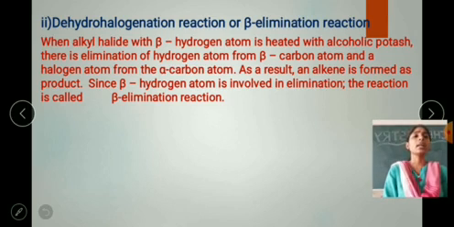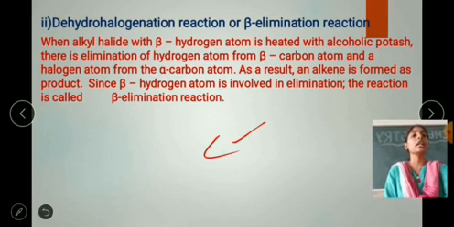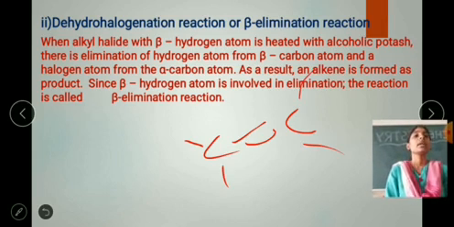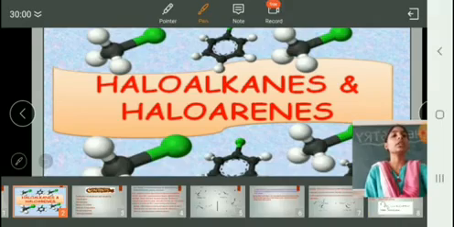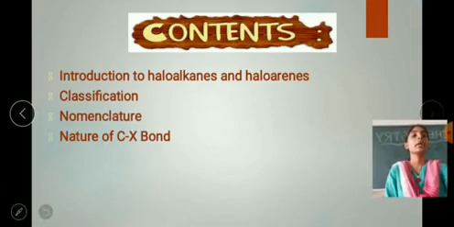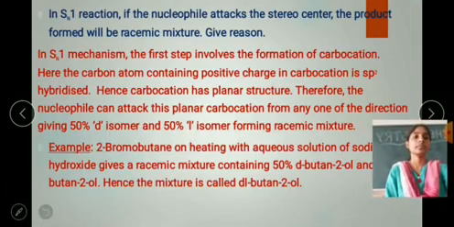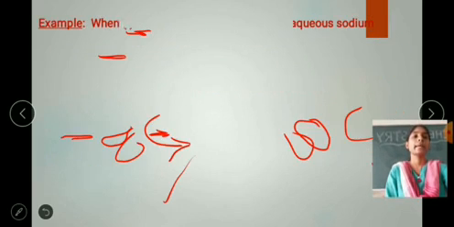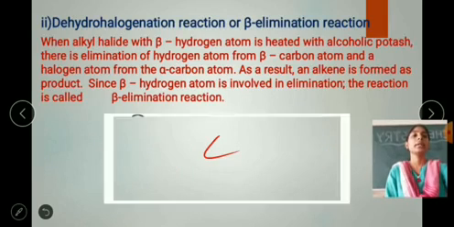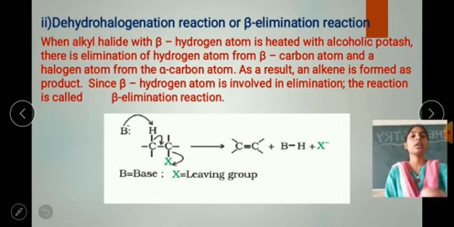As a result an alkene is formed as a product. Alkene means a C double bond C, that is called an alkene. Since beta hydrogen atom is involved in the elimination reaction, it is called beta elimination. Okay, it is called beta elimination. Here you can see an example of a beta elimination.